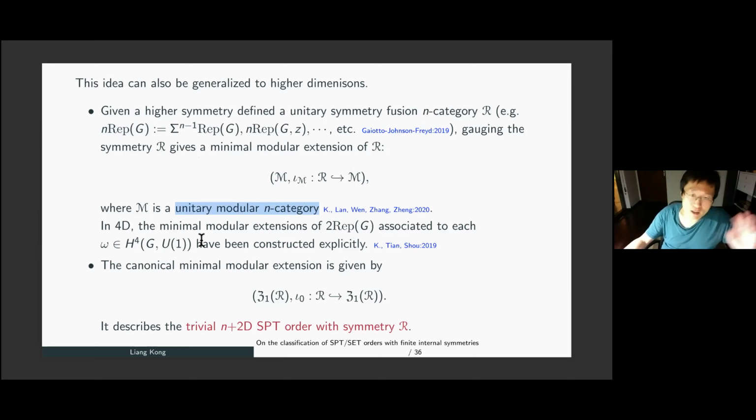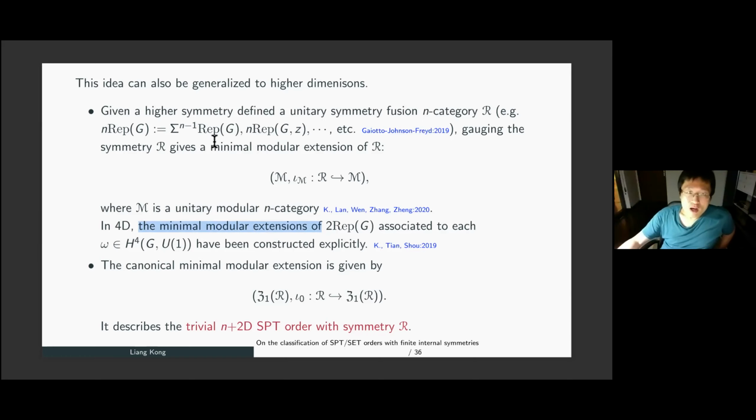But the only example I explicitly know is in 4D, that is 3+1D. Every D here is space-time dimension. The minimal modular extensions of 2Rep G associated to each 4-cocycle have been constructed explicitly. That's the only thing we know rigorously. For higher ones, we only have speculation. We don't have rigorous results. But that's our blueprint for higher category theory for higher-dimensional cases.